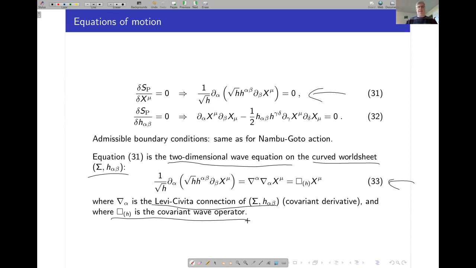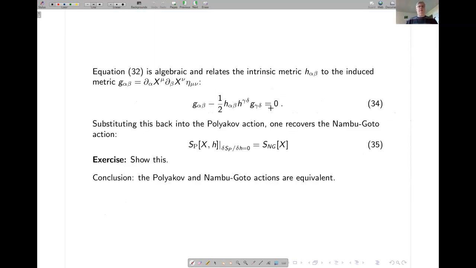And we will deal with this later. But let's also have a look at the second equation. This equation is the equation of motion for the worldsheet metric h alpha beta. And if you look at formula 32, you see that the worldsheet metric only enters algebraically. And that is telling us that the worldsheet metric does not have an independent dynamic. It's an auxiliary field. And what we can then do with such an auxiliary field is we can try to eliminate it.